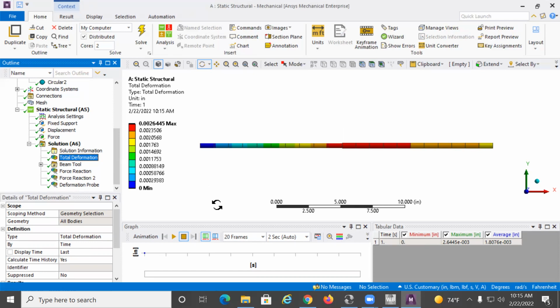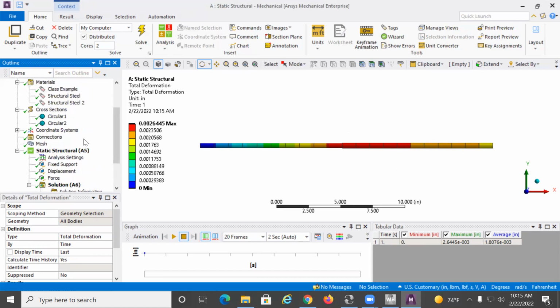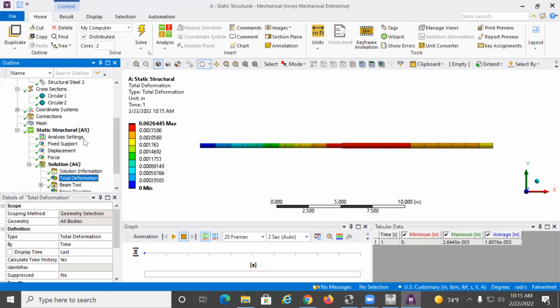From our prior knowledge, because we solved this by hand, we know that this number is not correct. We were getting about 0.005 of an inch at point B. So we knew that something was wrong. We did some troubleshooting, and I continued that, and I found that definitely this had to do with the material not being assigned correctly.